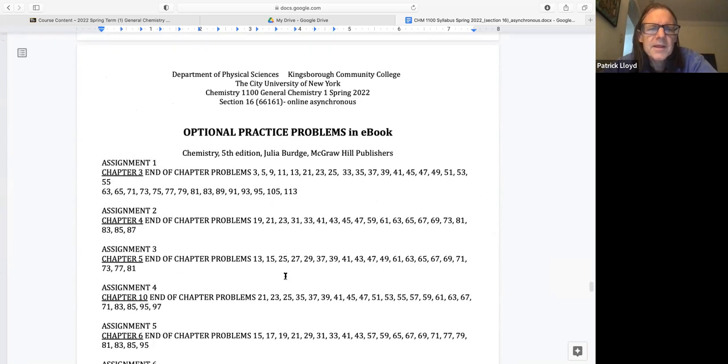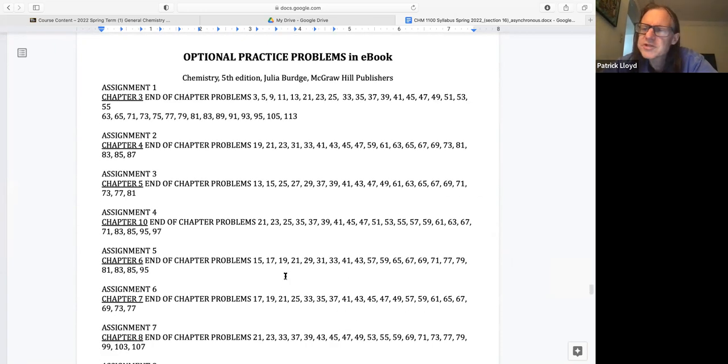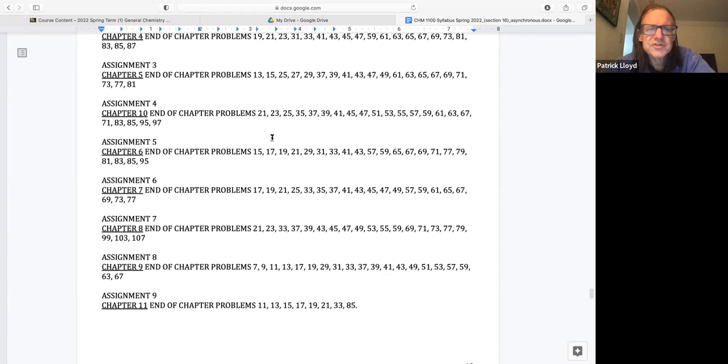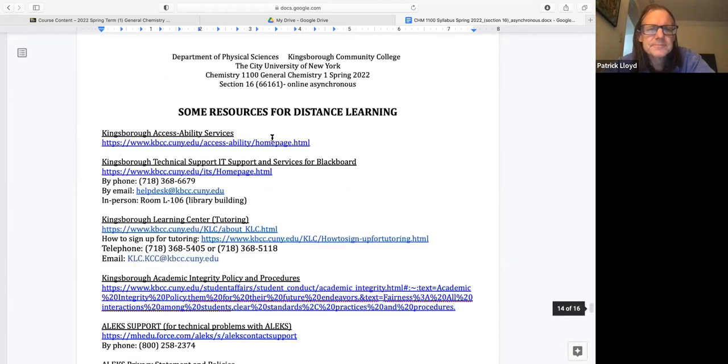So these are all optional problems. These are end of chapter problems in the ebook. Initially when I started teaching this course, exams would have been based on these problems, but because we're doing all this ALEKS work, the exams are more based on the ALEKS, so these will give you extra practice, okay? And the answers are in the ebook.